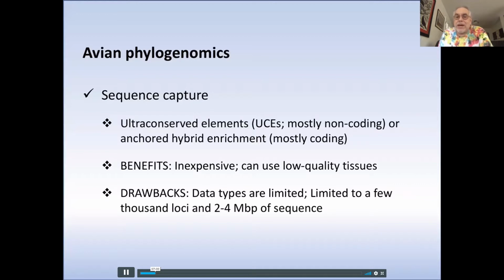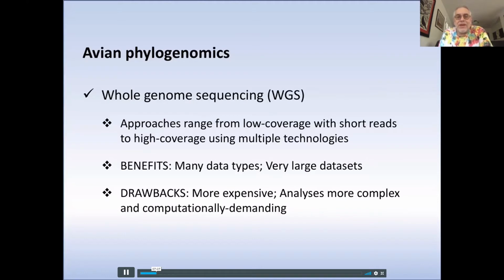This is a great method in that it's inexpensive and you can use low quality tissues, but the data types are limited to whatever your probes are, and it's limited to a few thousand loci, which, limited is a little absurd given, when I started, 2 mitochondrial regions was a lot, and 2 to 4 million base pairs of sequence. And the alternative, of course, is just to sequence the whole genome. Here you can generate very large data sets.